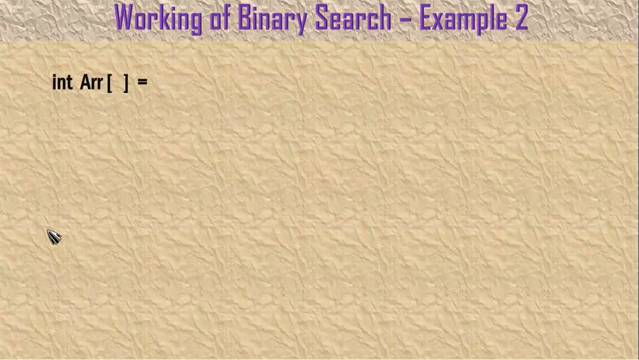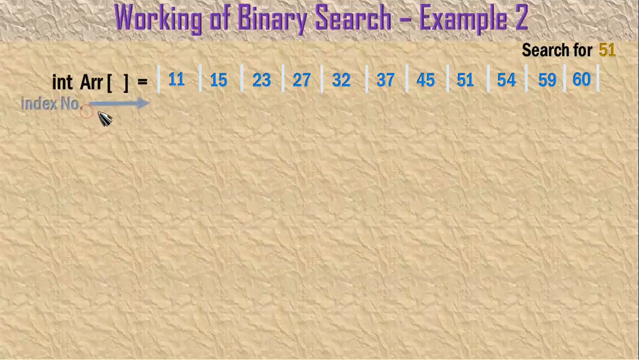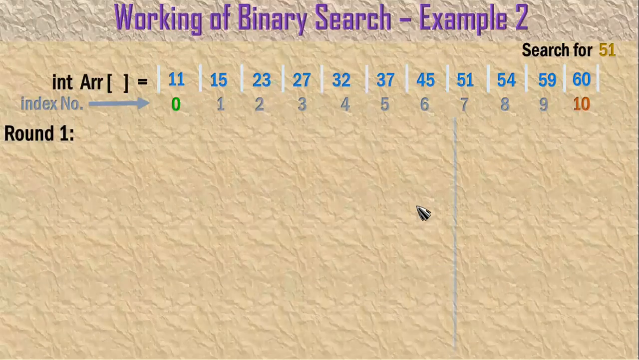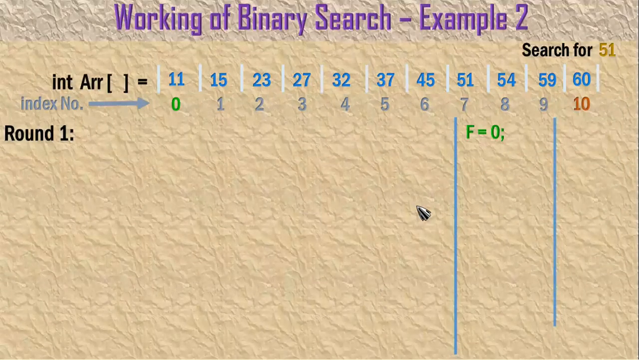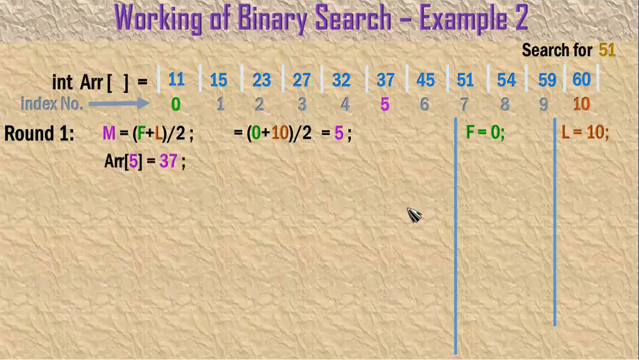Let us see the next example. I have a new array here after removing the last element of the previous array. Let us search for element 51. I have the index numbers from 0 to 10. So at round 1, the first index number will be 0 and the last index number will be 10. So to find the middle element, 0 plus 10 divided by 2, we get exactly 5. At index number 5, I have 37. So 51 is greater than 37.